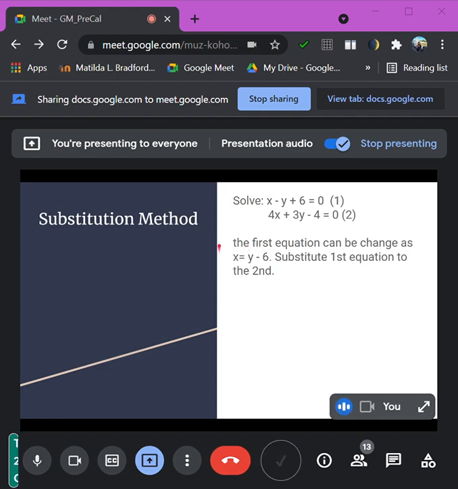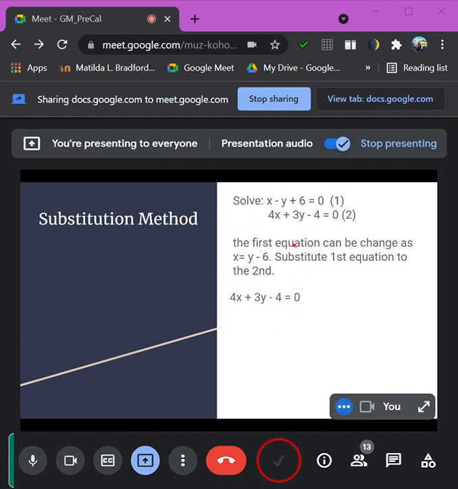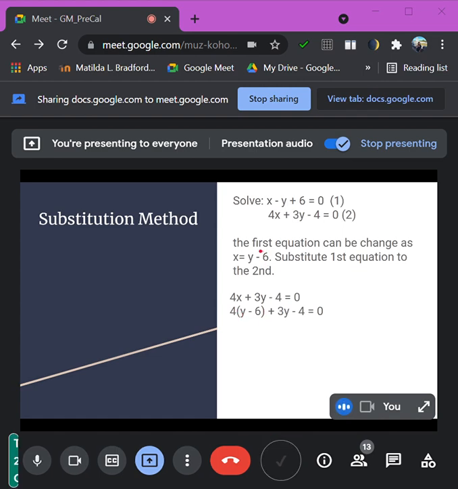So, since we got x equals y minus 6, you are going to substitute that into your second equation. That is why it is called substitution. Now we have 4x plus 3y minus 4 equals 0. We substitute the x there, so we have 4 times y minus 6, the one we got earlier when we transposed, then copy plus 3y and then minus 4 equals 0.